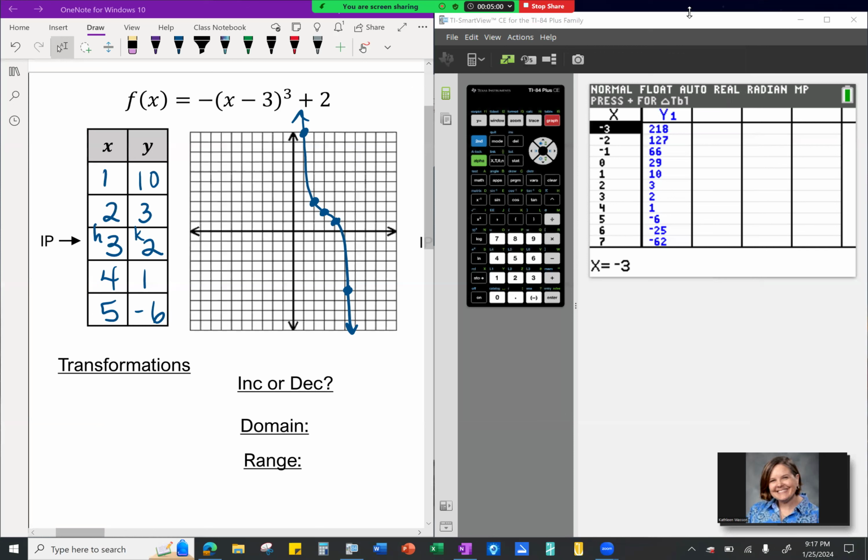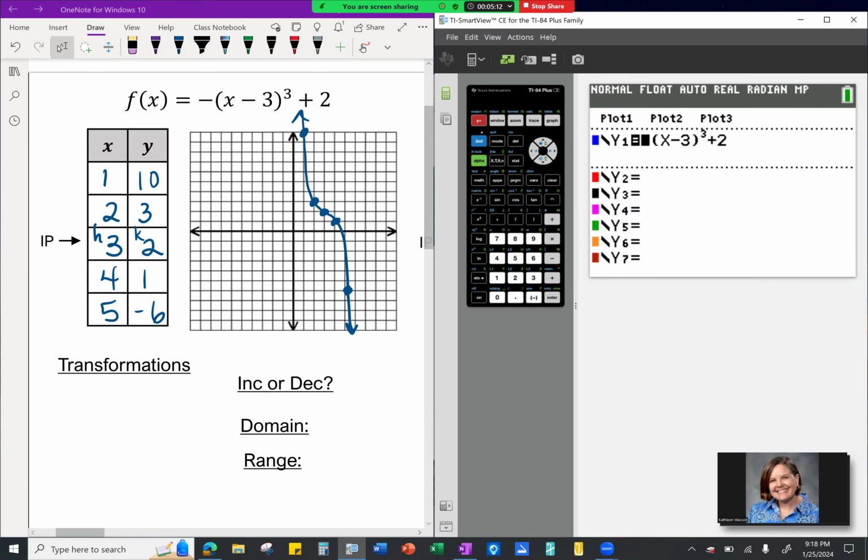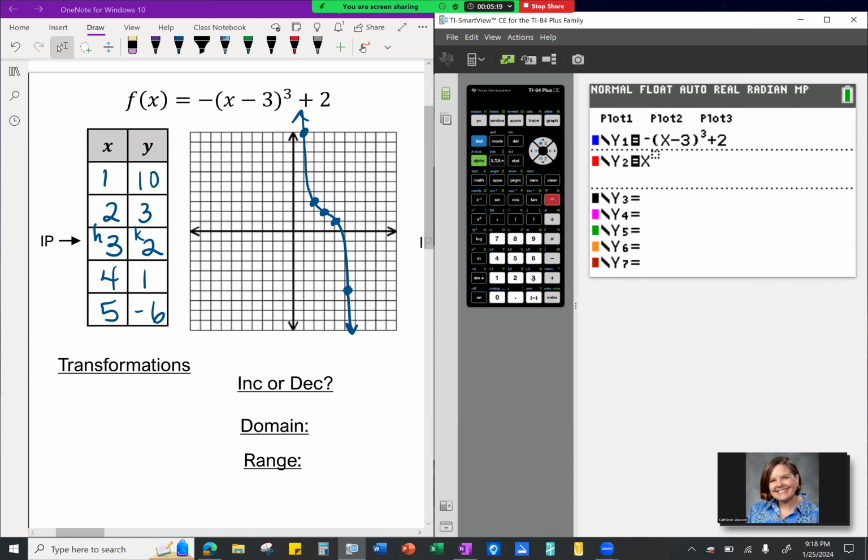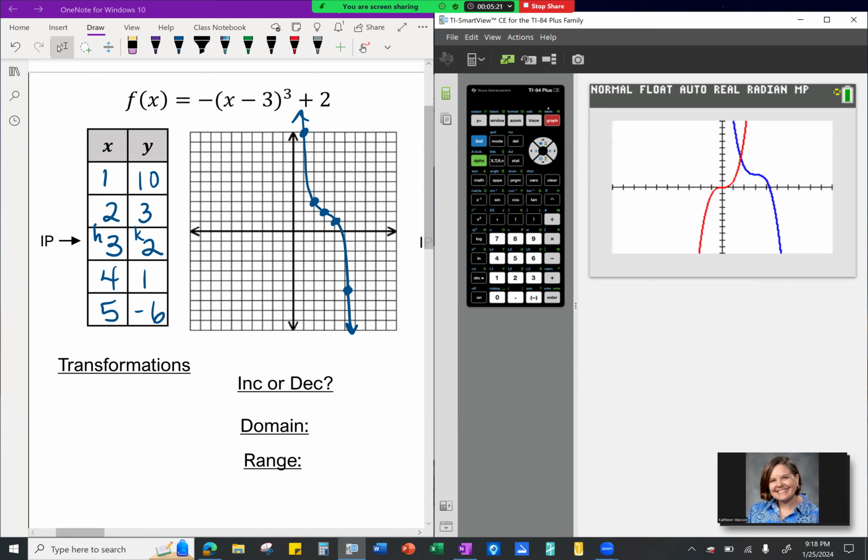Now that my graph is drawn, I will fill in the transformations. You can look at the parent graph in your calculator. I'll just do x to the third power. And then the transformations that you'll describe are the description of what you'd need to do to this red graph, the original graph, to make it look like the blue one.